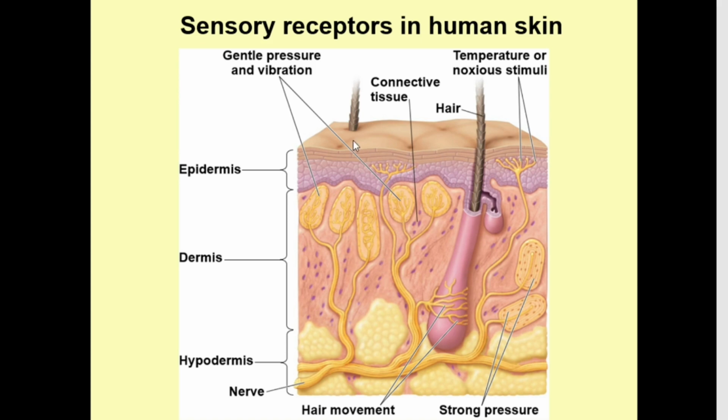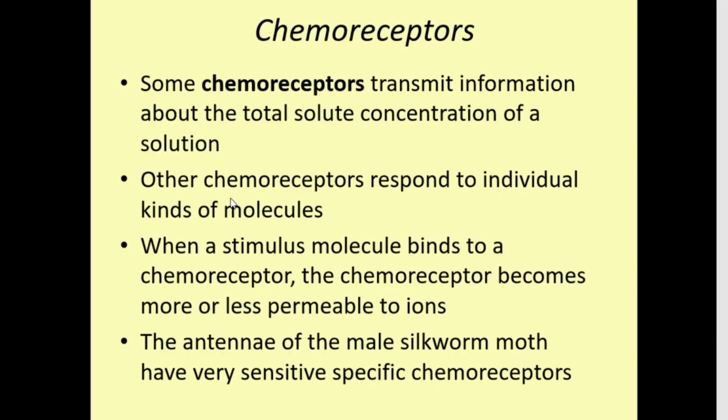So these will then respond to pressure and vibration. The next type of receptor that we've got are chemoreceptors. These transmit information about the total solute concentration of a solution, but other chemoreceptors will actually respond to individual kinds of molecules. There's been some interesting information on this, which I'll mention in a second. When a stimulus molecule binds to a chemoreceptor, the chemoreceptor becomes more or less permeable to ions.